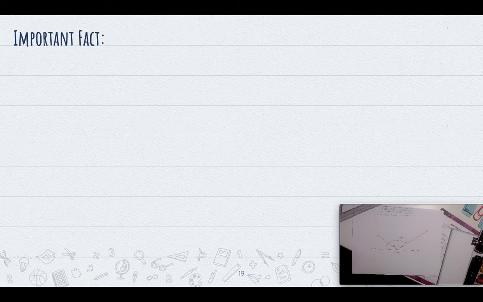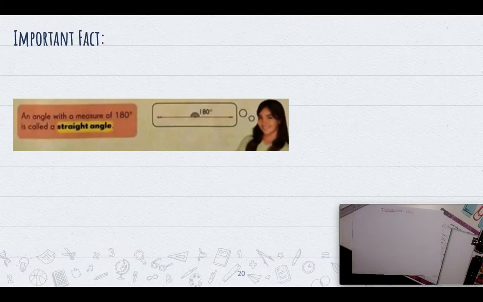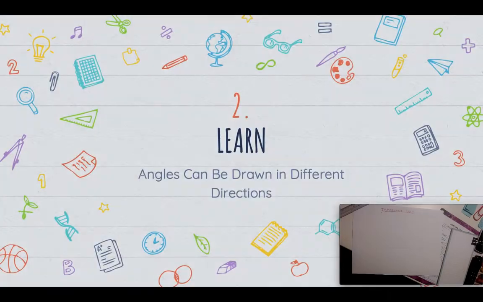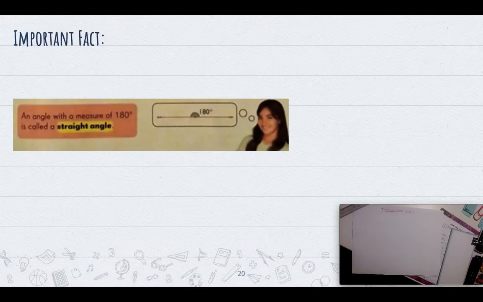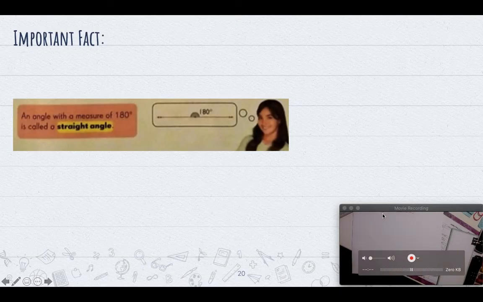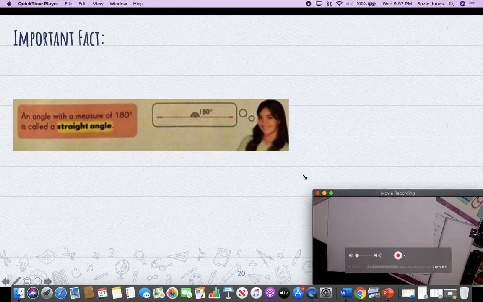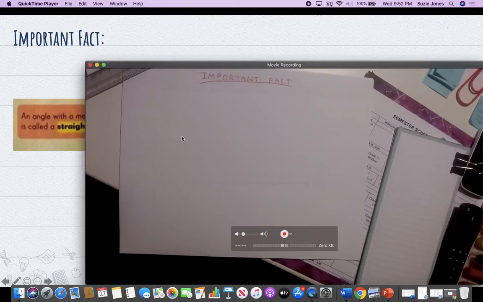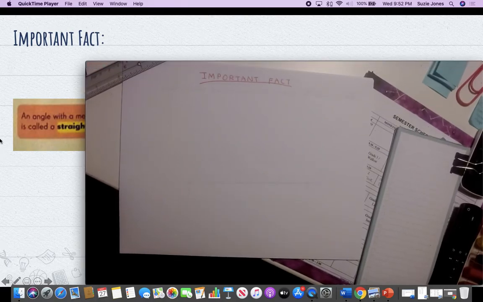All right, now I want to talk to you about an important fact. An angle with a measure of 180 degrees is called a straight angle. Okay? And let me explain to you in a little bit more detail why that is. Okay, so let me just make this a tad bigger.